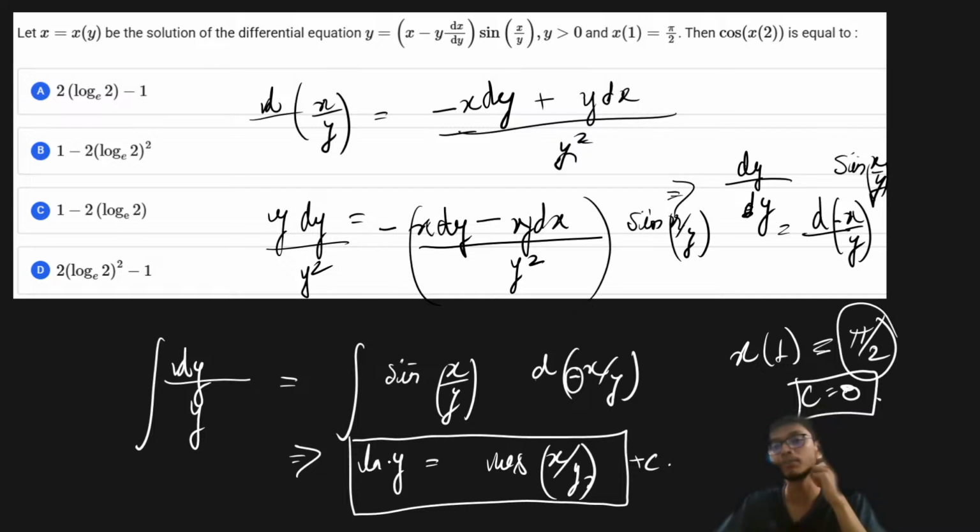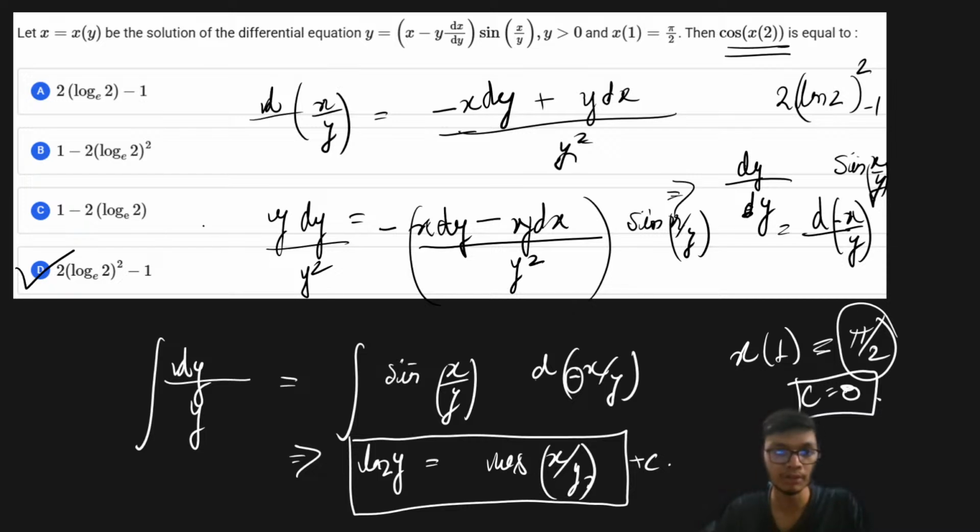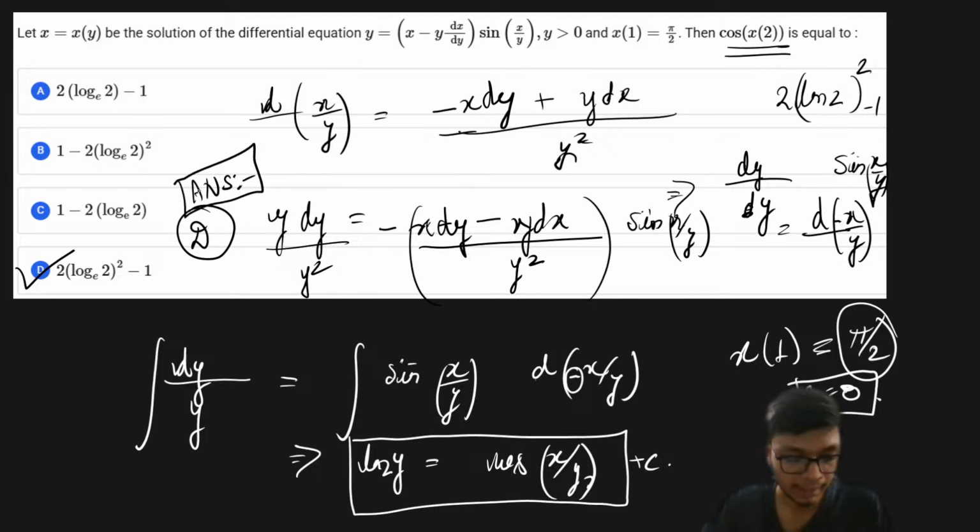And now we have to find the value of x at y equal to 2. If I do the following calculation, then the solution of cos of x by x of 2 is going to come out as 2 times natural log of 2, whole square, minus 1, and that is going to be option number D, as you can see from this particular solution. So with this, option number D is going to be the correct answer to this particular problem. I hope this is clear to all of you. Is this part clear?